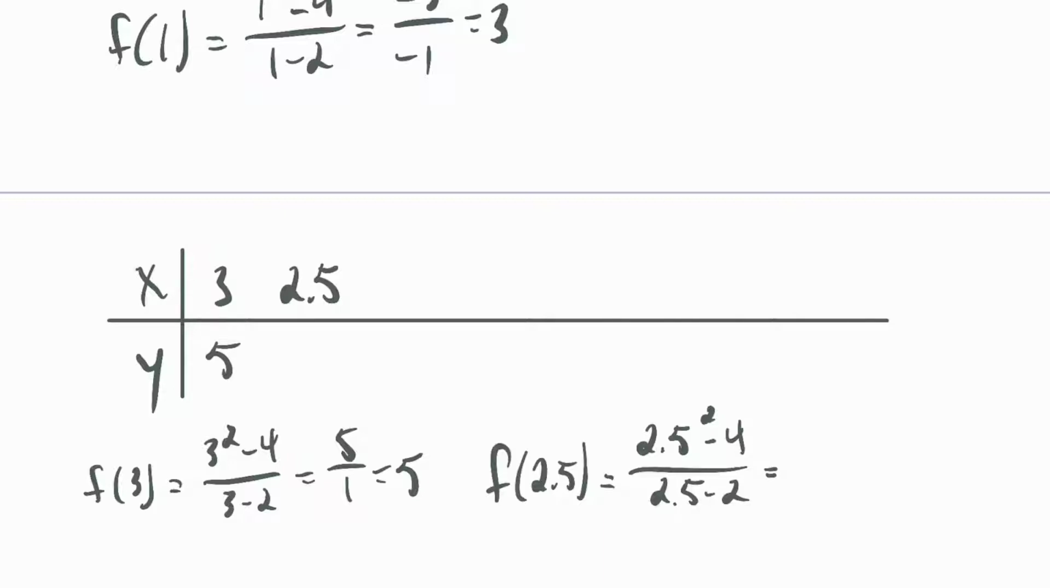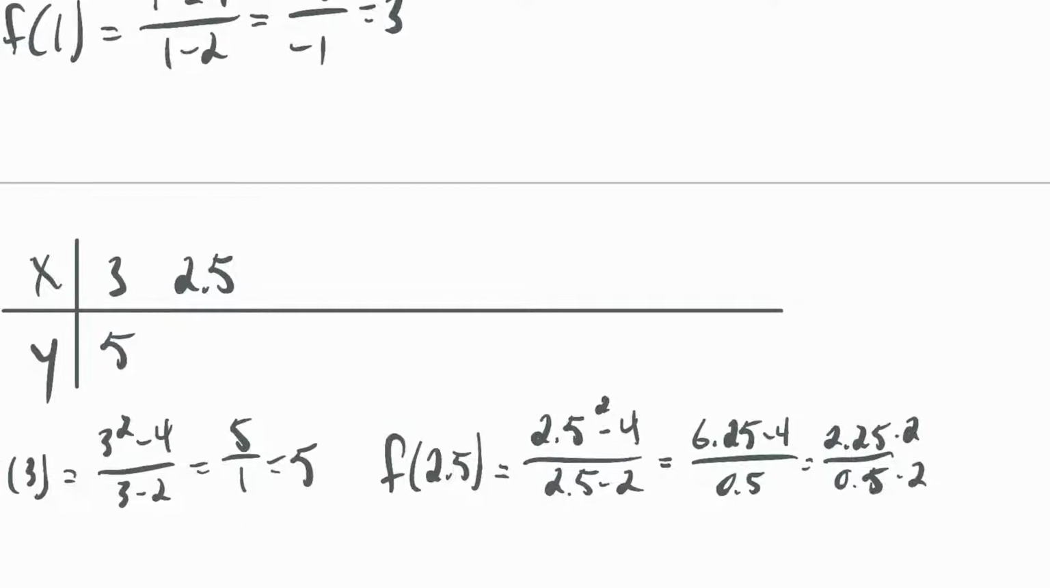So 6.25 is 2.5 squared, and minus 4. And then on bottom we have 0.5. So I've got 2.25 over 0.5. And here's a little trick that you might be aware of, perhaps not. Of course, you could use a calculator. I'm going to double the top and the bottom, and I get 4.5 over 1, which is 4.5. Oh, you got a little bit closer to 4, right?